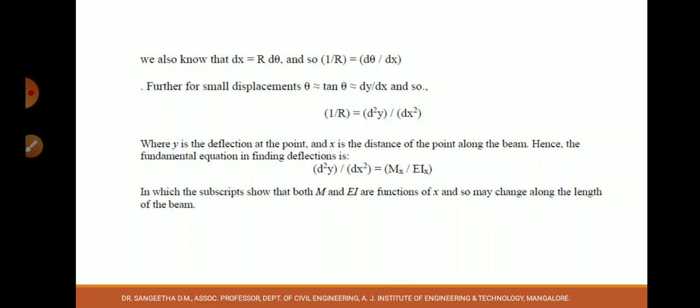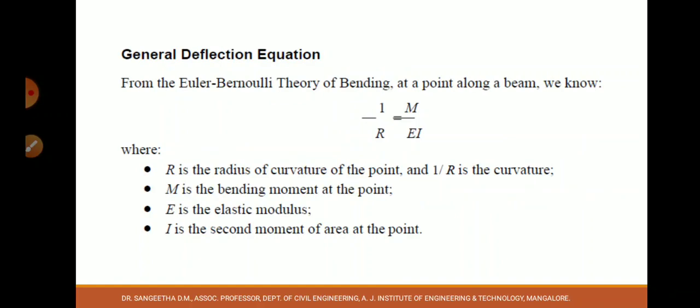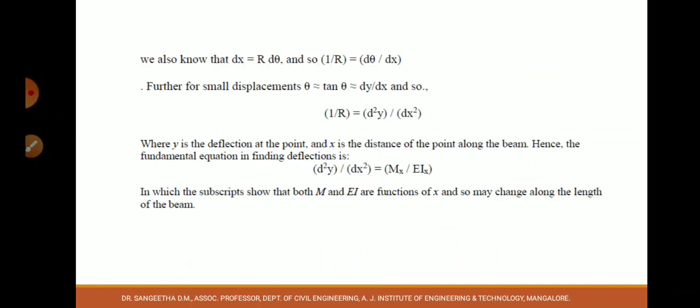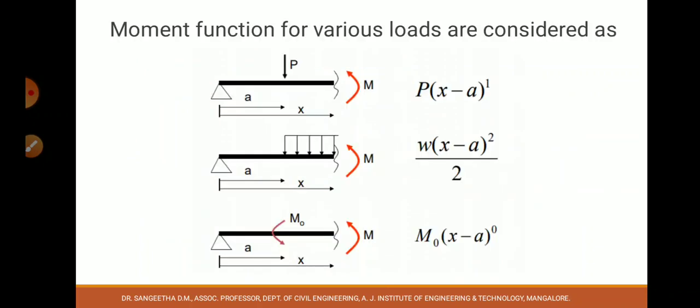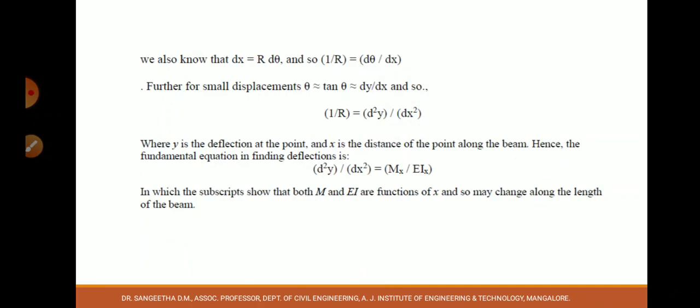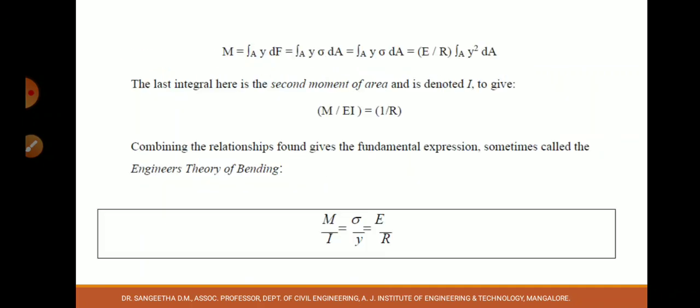Hence, from the fundamentals, 1 by R is nothing but M_x by EI_x, in which the subscripts show that both M and EI are functions of x and so may change along the length of the beam. This is how the equations are modified for the Euler-Bernoulli equation. Up to this is the derivation, which is very prominent.